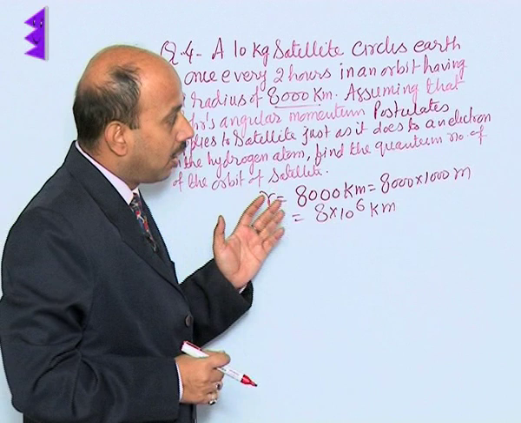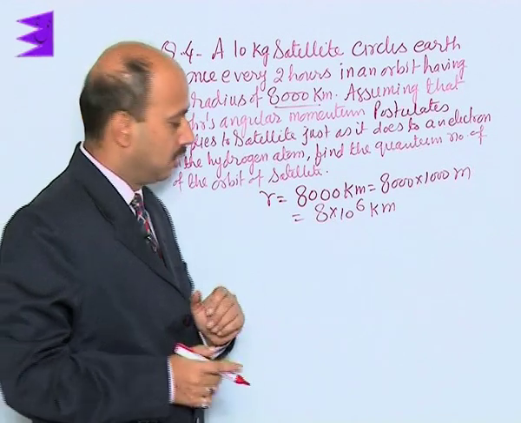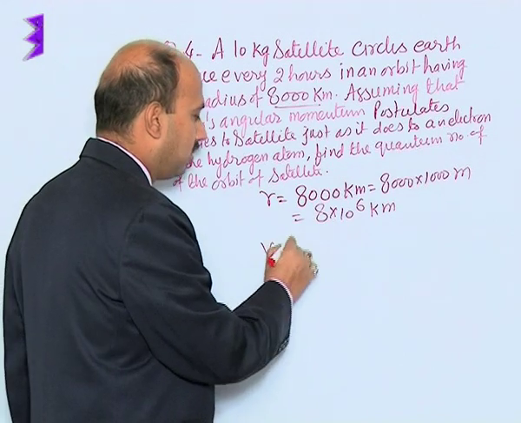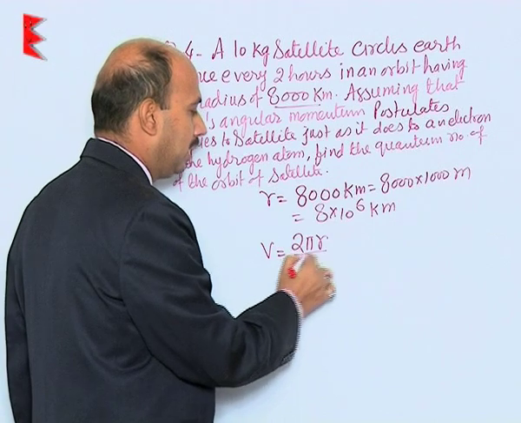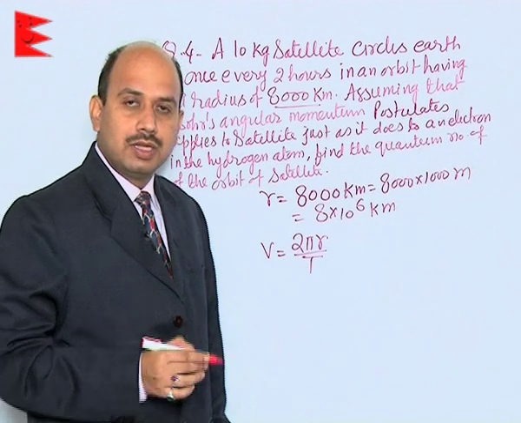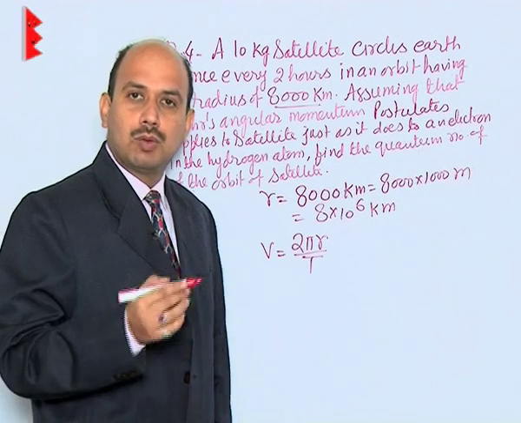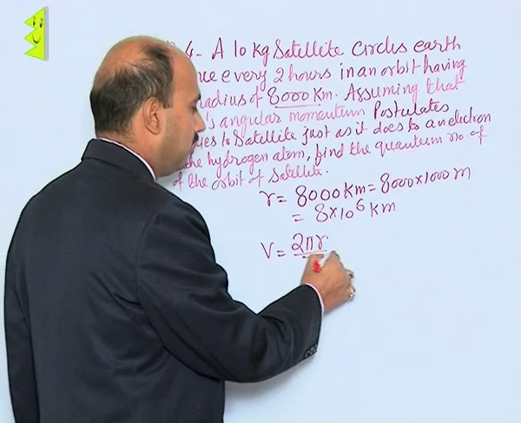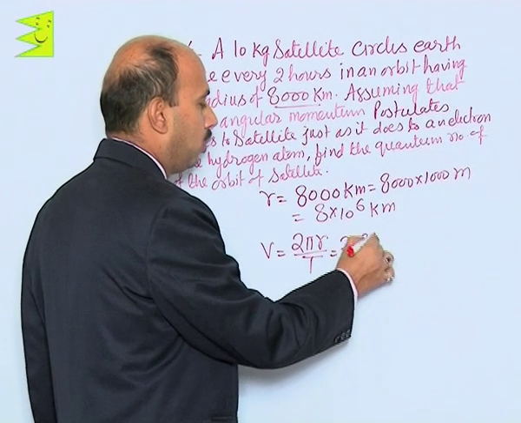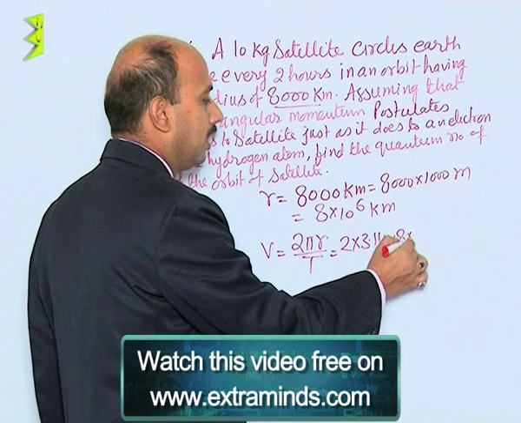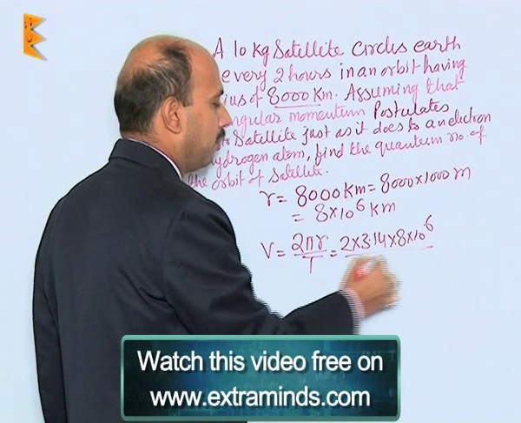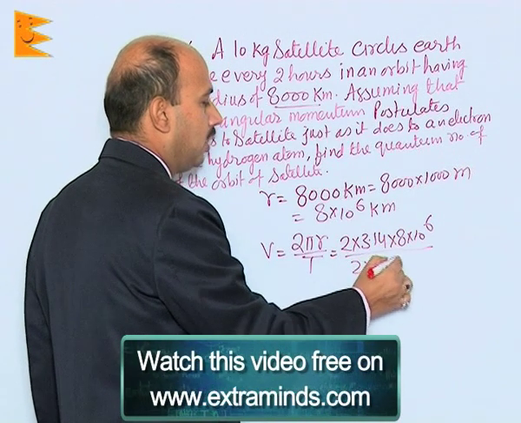So first, how do we calculate velocity here? We can apply this formula, v is equal to 2 pi r upon t, circumference divided by the total time taken to complete one revolution, that is 2 into 3.14 into 8 into 10 raised to power 6 divided by 2 into 60 into 60.